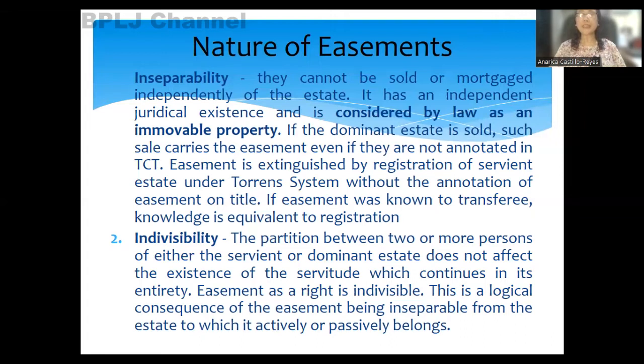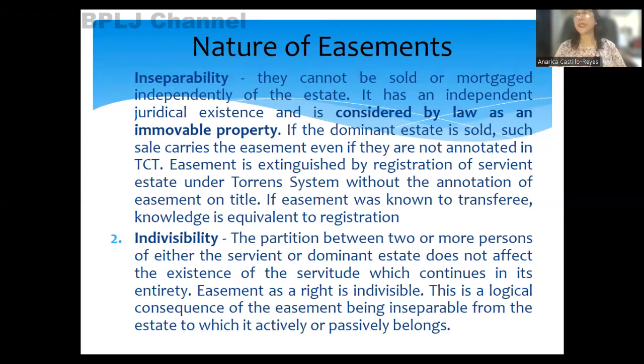So if the dominant estate is sold, the sale carries with it the easement, even if they are not annotated on the title, unless, of course, the easement is removed even before the sale of the property. Easement is extinguished by registration of the servient estate without the annotation of the easement on the title. If the easement was known to the transferee, knowledge is equivalent to registration.